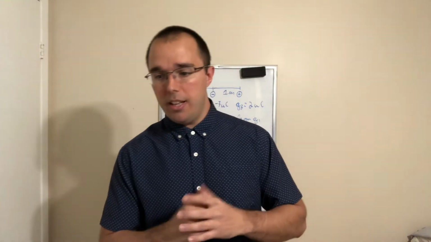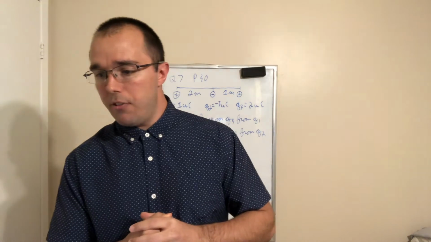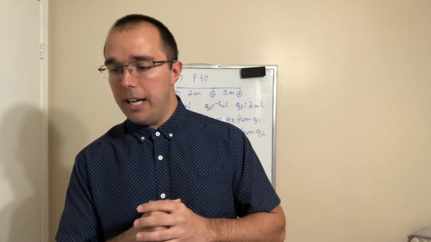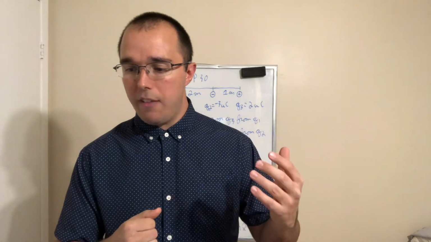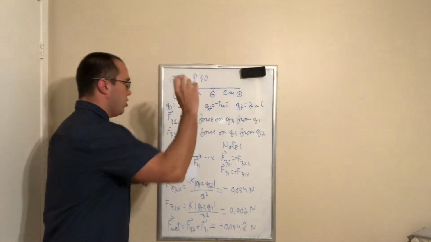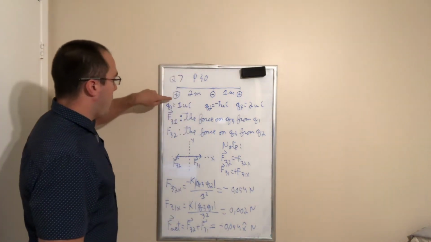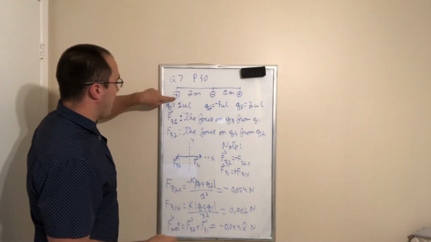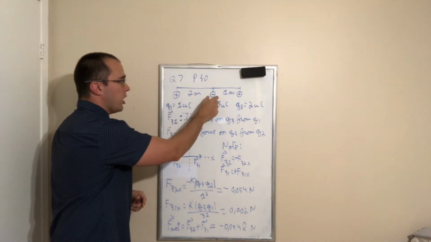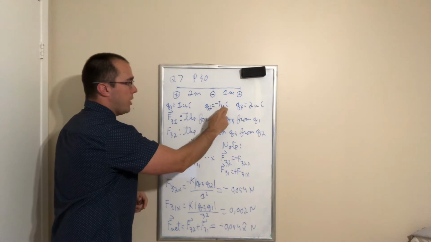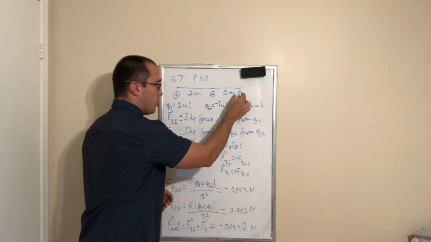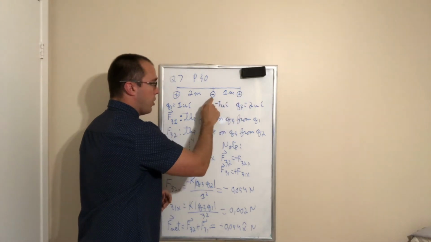So let's first read the question. Question 7. A charge Q equal to 2 microcoulomb is placed at the point P shown to your left. What is the force on Q? So obviously you cannot see the diagram, so I drew it over here. On the diagram, we have a first charge of 1 microcoulomb that is 2 meters away from a second charge of minus 3 microcoulomb.